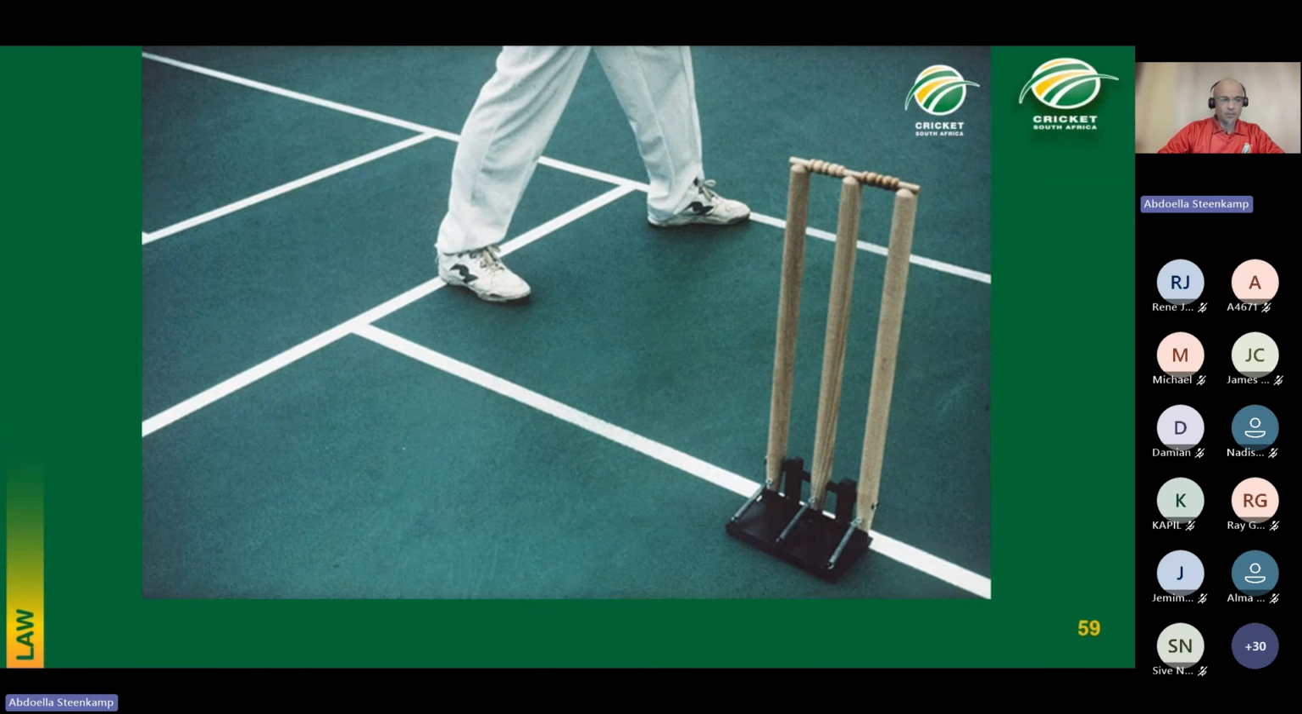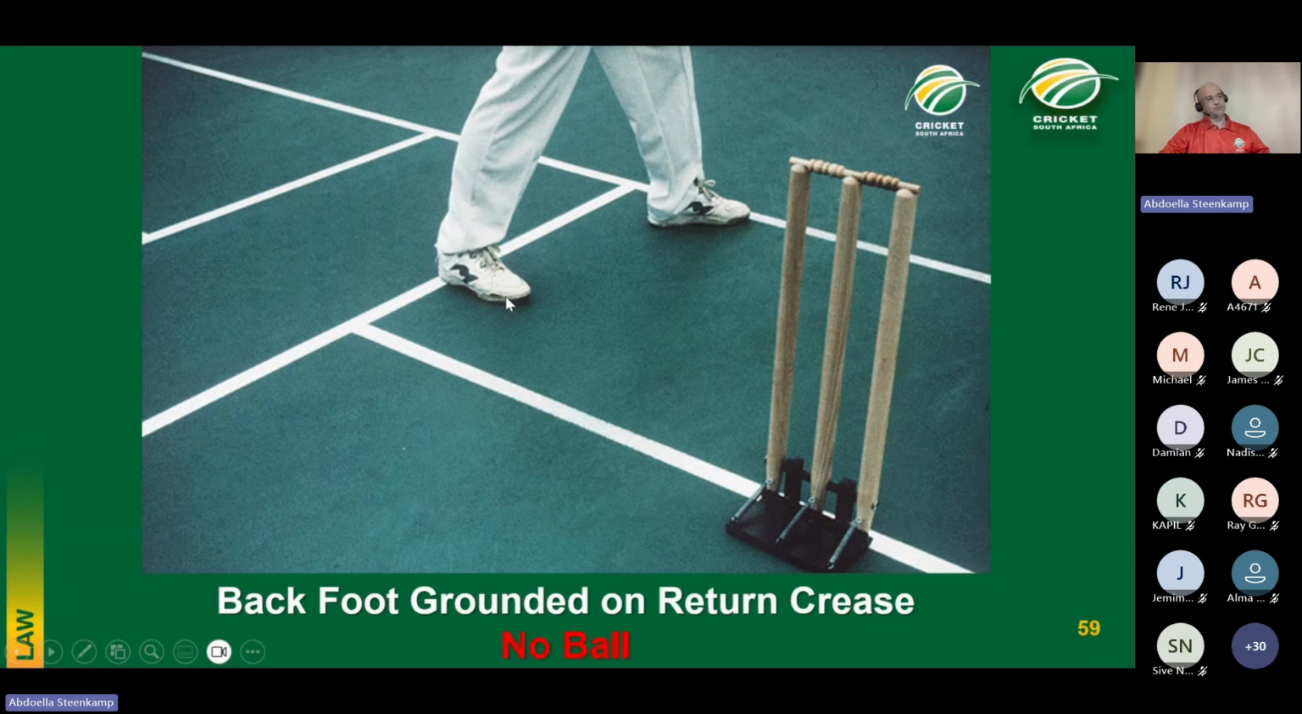This is a right arm bowler bowling over the wicket. Let's start with the front foot. Which crease goes with the front foot? The popping crease. Is part of the front foot behind the back edge of the popping crease? Yes, there is. So front foot, no problem. We're happy. Back foot: is it touching the return crease? Yes, it is. That's why it's a no ball.